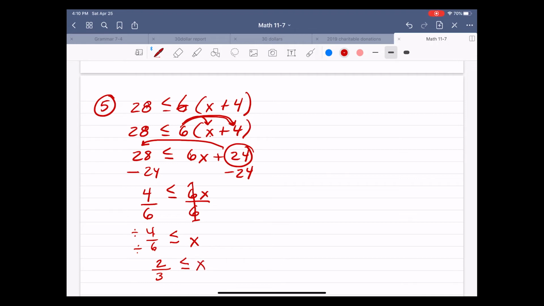And notice I can read this as 2/3 is less than or equal to x, or I can read it as x is greater than or equal to 2/3.